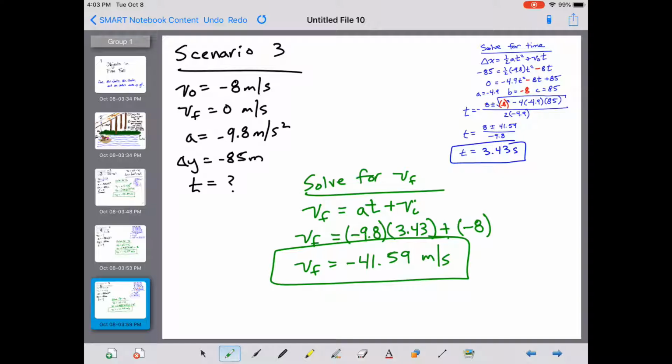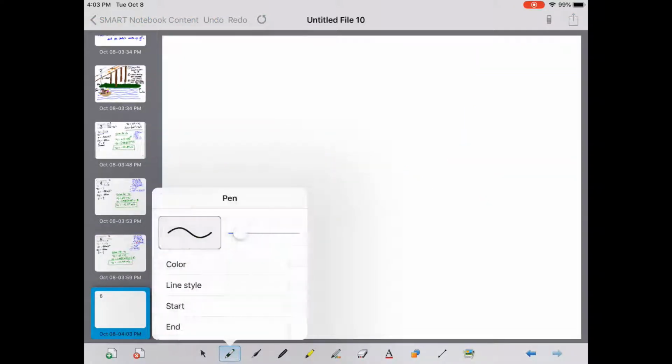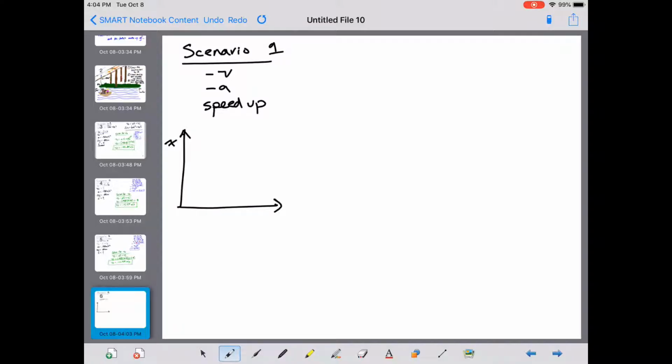All right? Let's go through and do the position versus time graphs for each of these real quick. So, scenario number 1. I'm moving in the negative direction and I'm speeding up. So I've got a negative velocity, a negative acceleration. I'm speeding up. Let's look at that position time graph. So, position versus time, I start here and then I speed up in the negative direction. Boom.